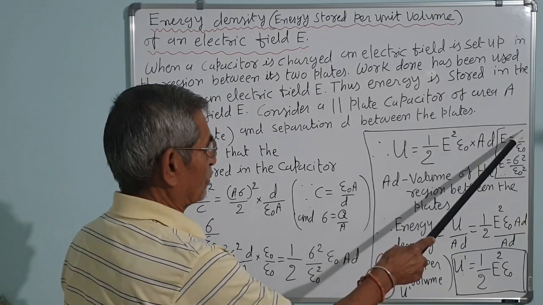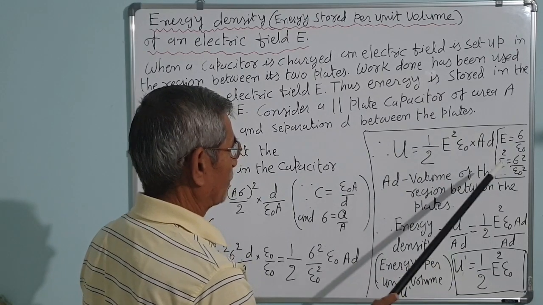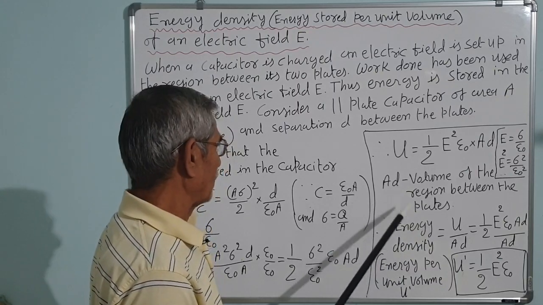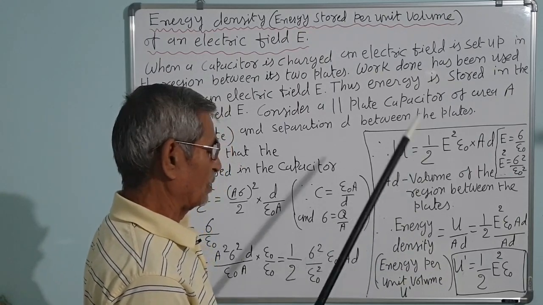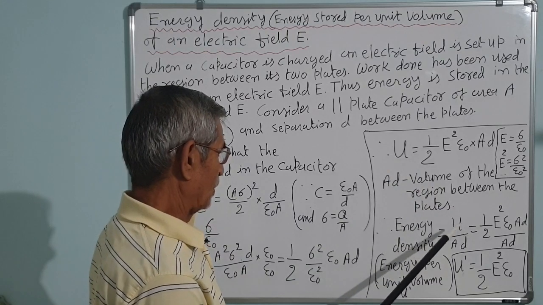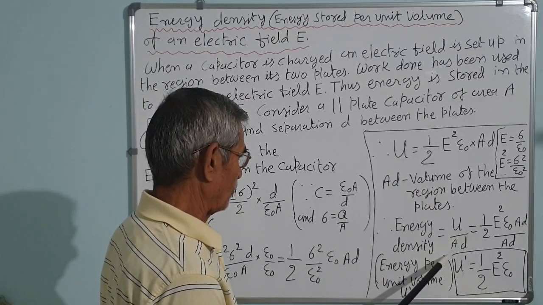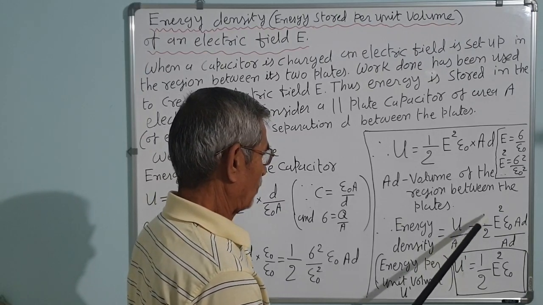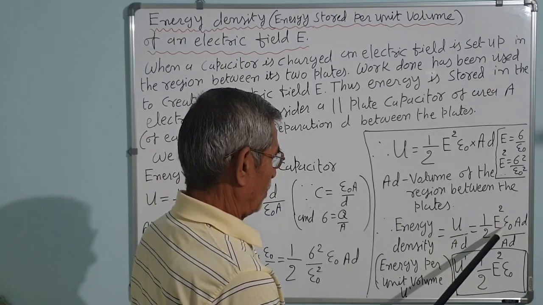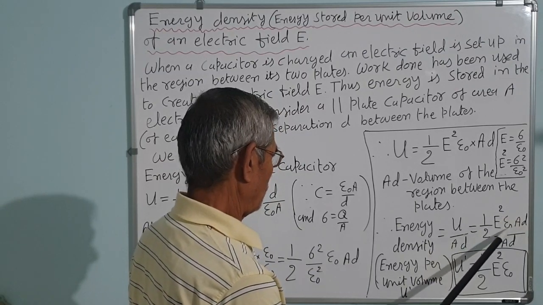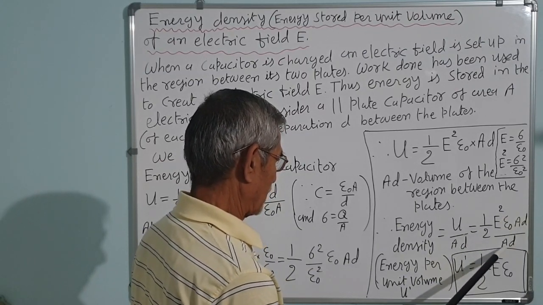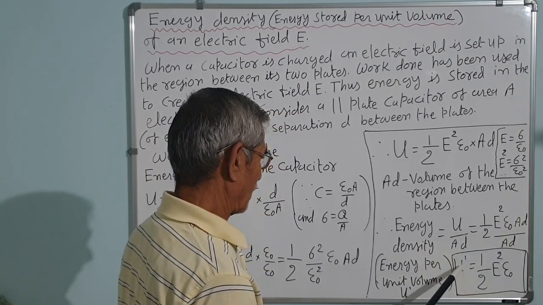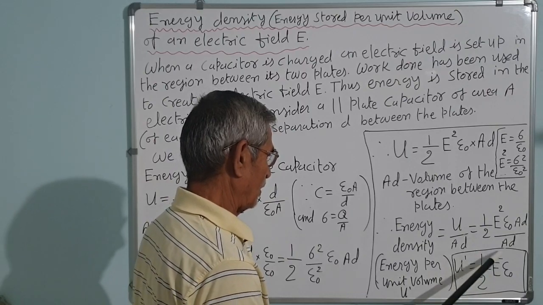Therefore, E is equal to sigma upon epsilon 0, and E^2 will be sigma^2 upon epsilon 0^2. Therefore, the energy density, or energy stored in a capacitor per unit volume, is equal to the energy stored upon the volume. AD is the volume of the region between the two plates, so it is half E^2 epsilon 0 into AD upon AD, and AD cancels. So the energy stored per unit volume, or energy density of a capacitor, U' is equal to half epsilon 0 E^2.